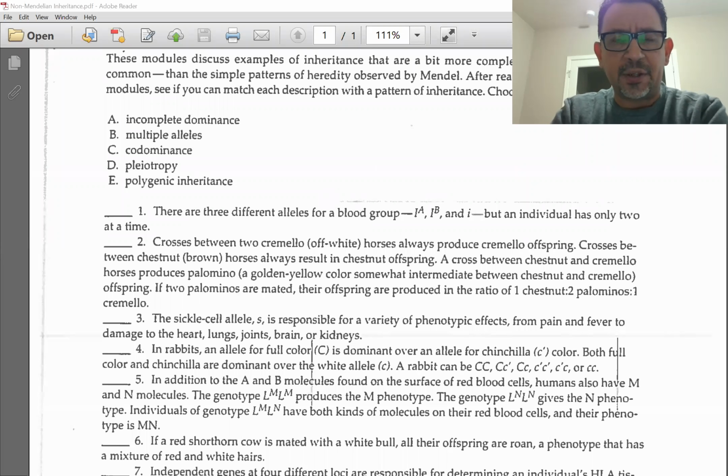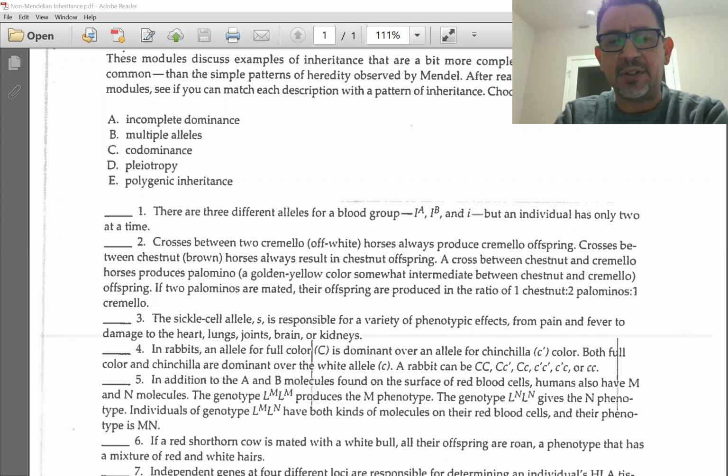I am creating this video to assist you in figuring out the answers to the scenarios provided in this worksheet you received previously in class. All of the scenarios presented here deal with non-Mendelian inheritance. And remember that there is a term we use for patterns of inheritance that don't follow exactly the outcomes predicted through Mendel's law of segregation.